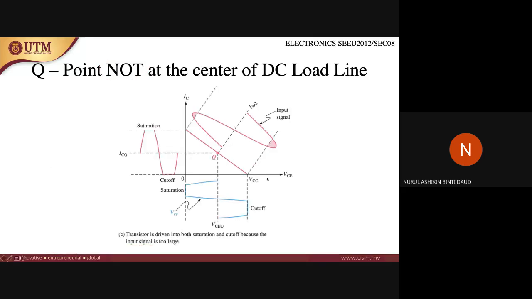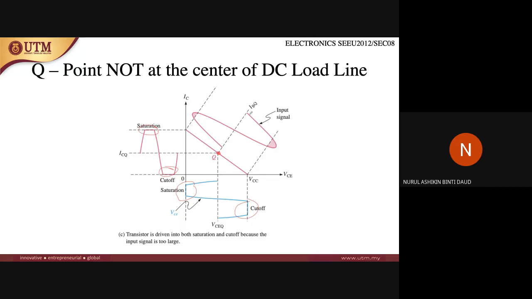Okay, next, what will happen if the input signal is too large? Too large. The Q point will still be in the middle, but you can see both at the saturation and at the cutoff, the output signal will be distorted.